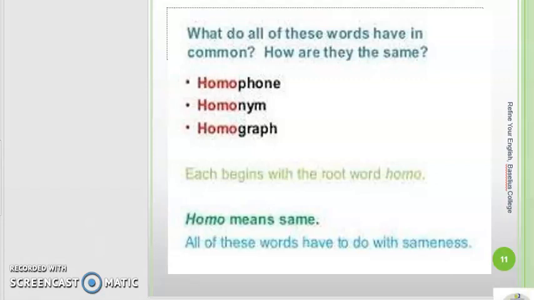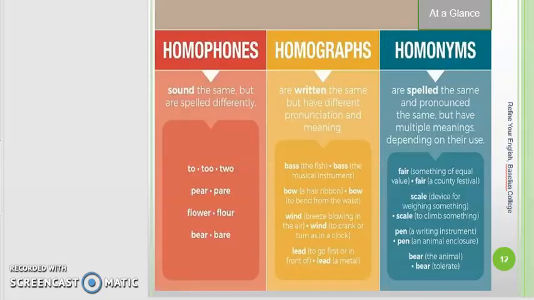Now, what is that all about? Is what we'd like to see at a glance. Let's see. Homophones: homo means same, phones means sounds. They sound the same, but they're spelled differently. Just like these words which are here, like flower and flour, they sound the same but are spelled differently. Bear and bare, again, they sound the same but spelled differently. Two and too, they sound the same but spelled differently.